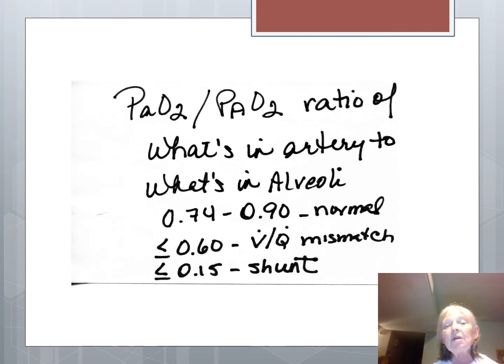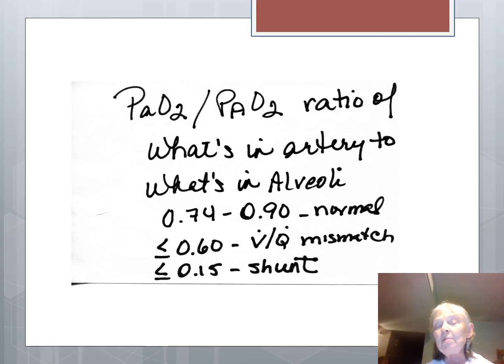We can also look at the A to A ratio, and that's your P little AO2 over your P big AO2. It's the ratio of what's in the artery compared to what's in the alveoli. This is a formula that sometimes people will tell you, well, yeah, it's a good formula. No, it's not a good formula. The nice thing about this formula is it at least gives us something to take a look at with our patients to help us determine, are they okay? Do they have a VQ mismatch or do they have a shunt?